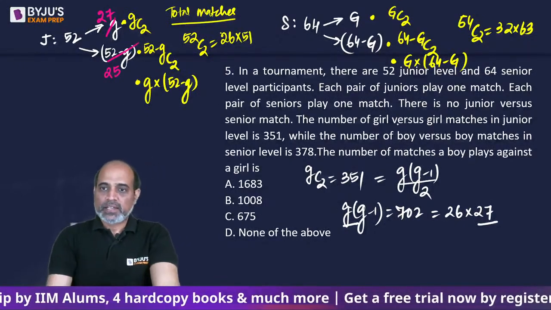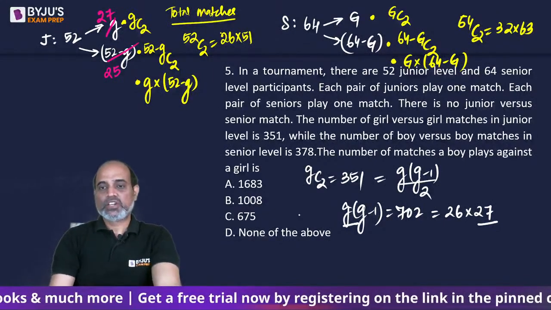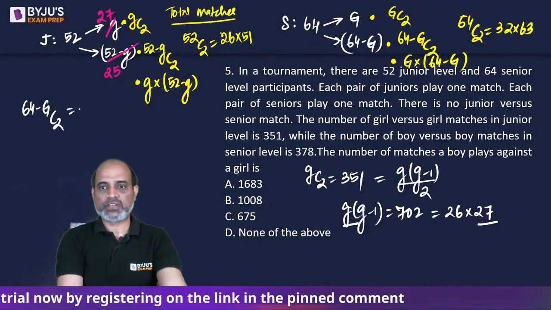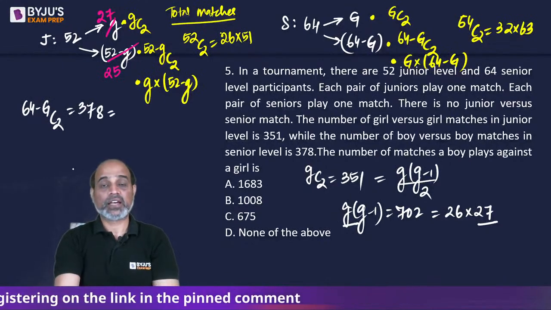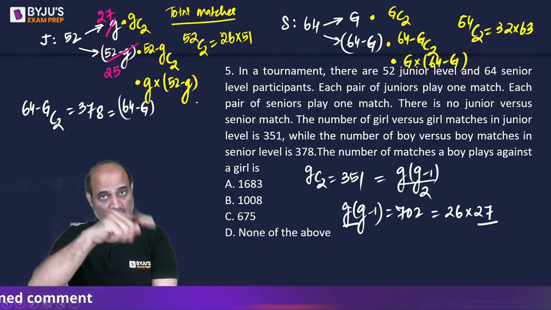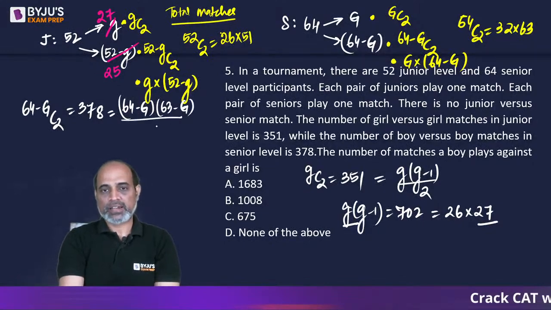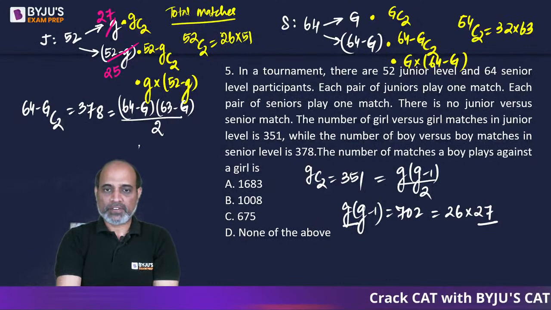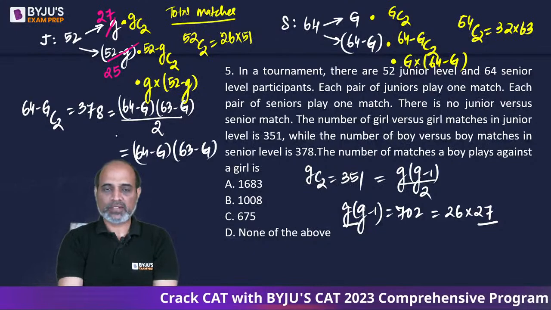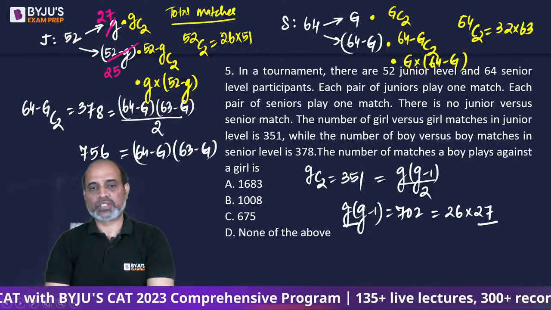Next part. The number of boy versus boy matches in senior level is 378. So we will have 64 minus G C2. This is given as 378. Now this will result in 64 minus G into 63 minus G divided by 2. So we will have 64 minus G into 63 minus G, that will result in 756. So 756 is what we'll get.